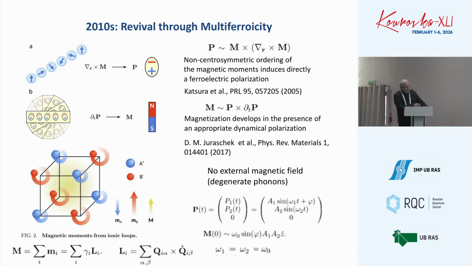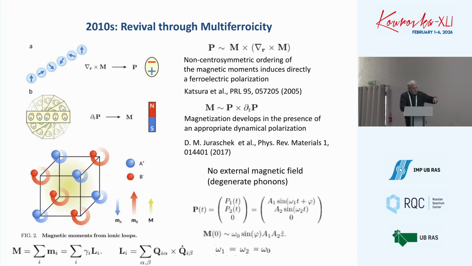The story started with a famous paper by Katsura, Nagaosa, and Balatsky, who predicted the appearance of a static polarization field in a material with non-uniform magnetization. For example, a magnetic spiral can produce a polarization field. And later, the inverse effect was predicted: if the polarization field varies with time, it can produce a magnetic moment. And a nice explanation of these effects was given in the review by Urushibara et al., 2017.